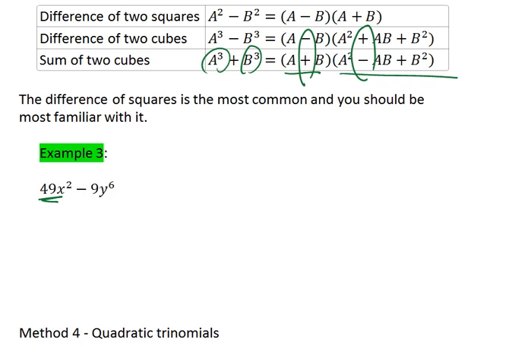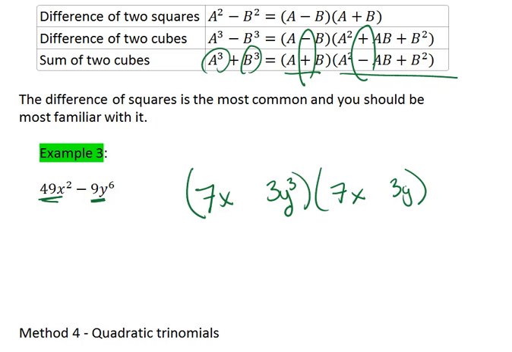Okay, so for the first term, we can realize that the square root of 49x squared is 7x. So that's the first term in each factor. And that the square root of 9y to the sixth is 3y cubed. We just have to stick a minus in one of the two factors and a plus in the other. As always, you do want to double check.